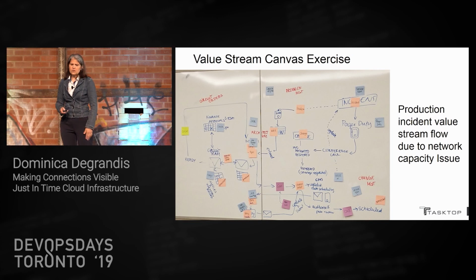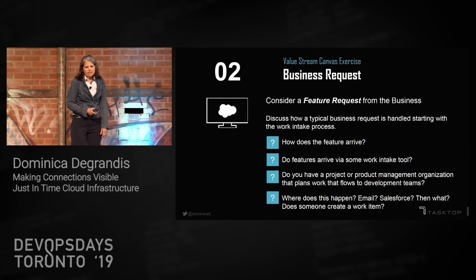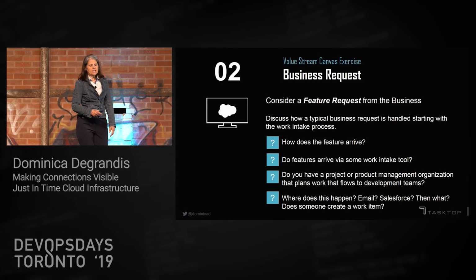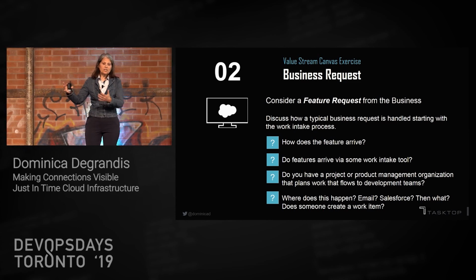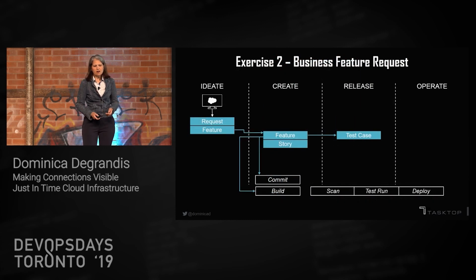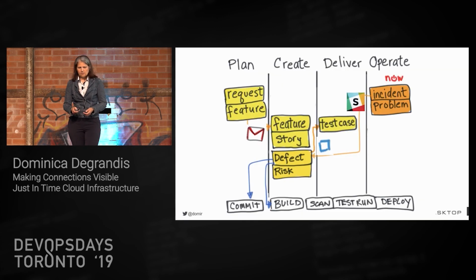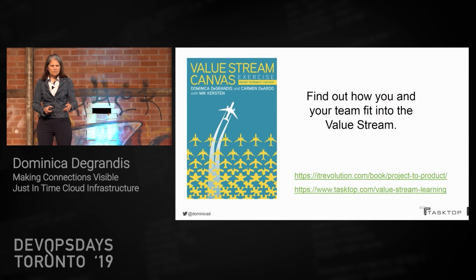So it's an experiment for you to go try. If we've got business people in the room, then we can do this whole thing again with, well, how does work come in on the business side? How does work arrive that way? And I'm running a little bit short on time, so I'm going to sort of skip over this part. This is all documented. It's called the Value Stream Canvas exercise.